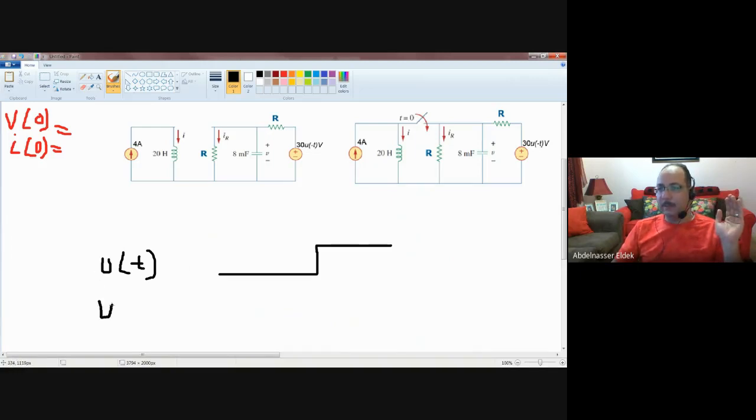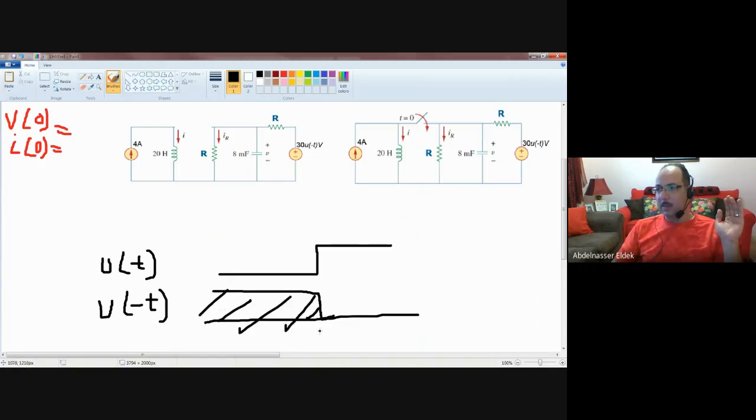If you have u of negative t, this means that it was 1 and then at t equals 0 it is 0. So it was 1 before t equals 0, then it will be 0. The other one, u of t, is opposite. It was 0 and then after that it will be 1.